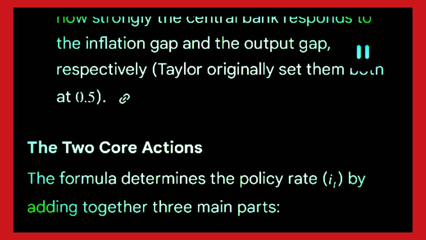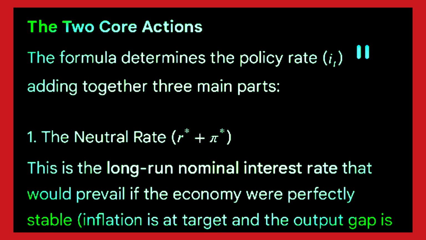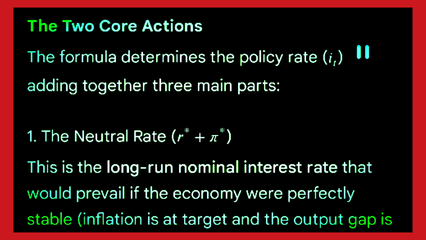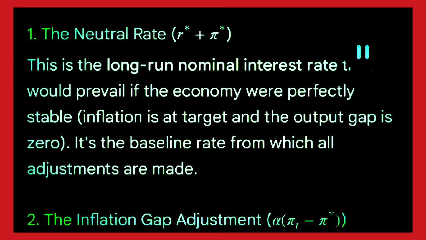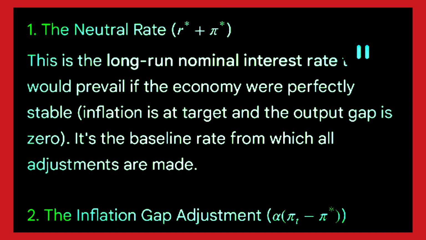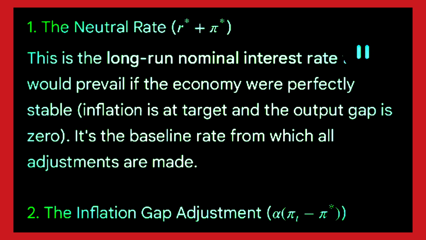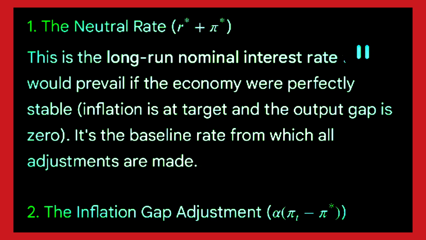The three core actions. The formula determines the policy rate, i_t, by adding together three main parts. 1. The neutral rate, r* plus π*. This is the long-run nominal interest rate that would prevail if the economy were perfectly stable. Inflation is at target and the output gap is zero. It's the baseline rate from which all adjustments are made.